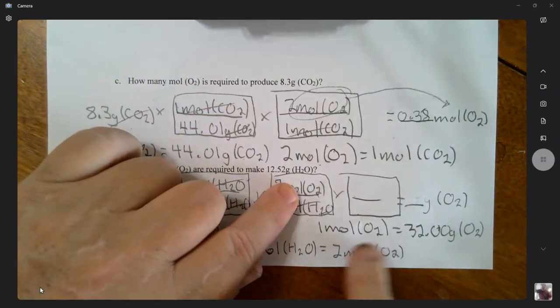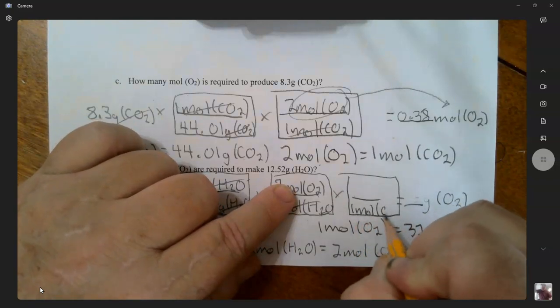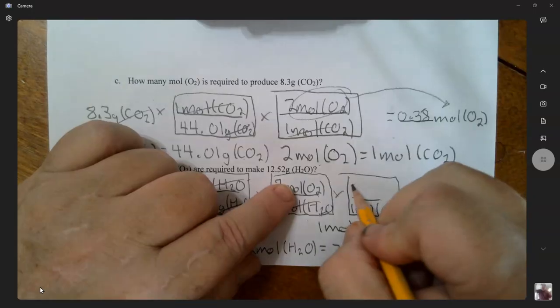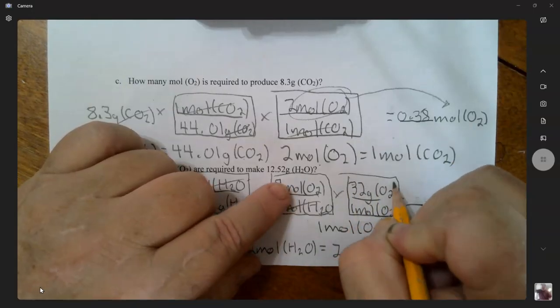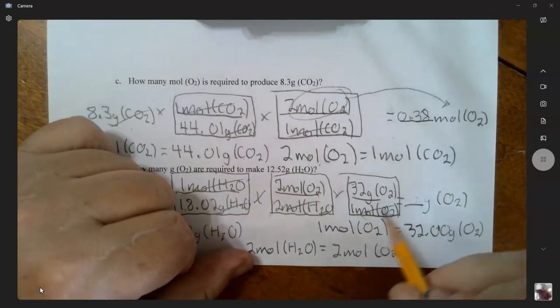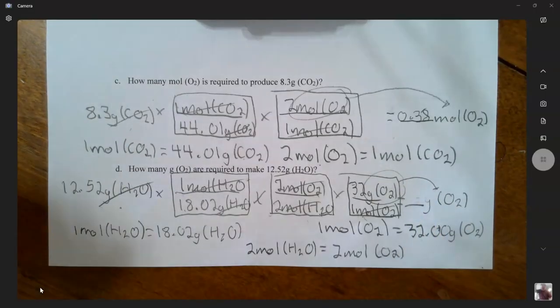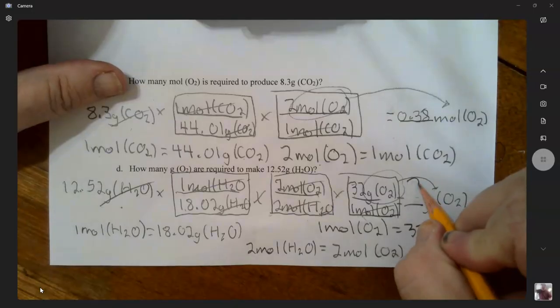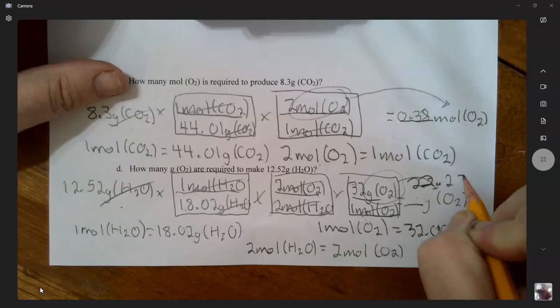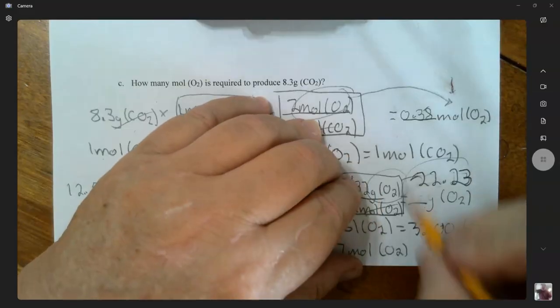Moles of O2 up here, so you need moles of O2 down here, and the 32 grams up on top. Moles O2 cancels and cancels. Last man standing is grams of O2 right there. So we multiply everything on the top, divide by the bottom, and we get 22.23. Let me clean that up. Grams of O2.